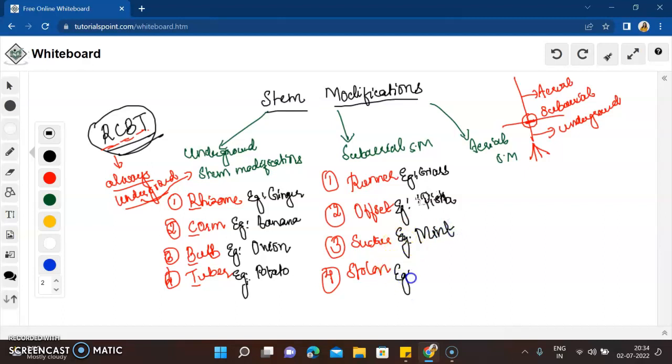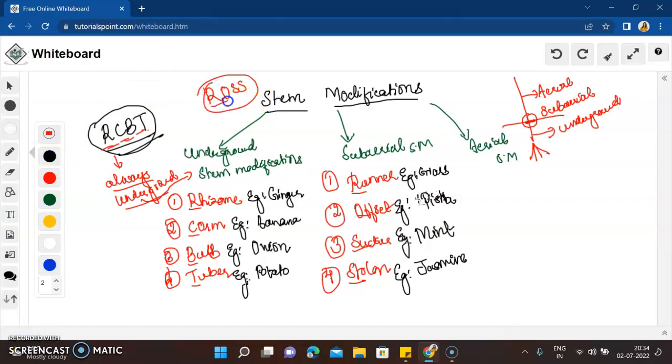The next one, last one, is stolon, where it is forming an arch. We call it as an arch runner, like as you can see in jasmine or strawberry. Both are good examples of subaerial stem modification. That is, runner, offset, sucker, stolon. ROSS.